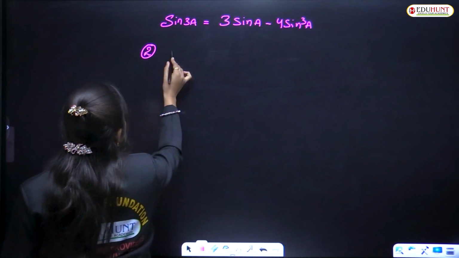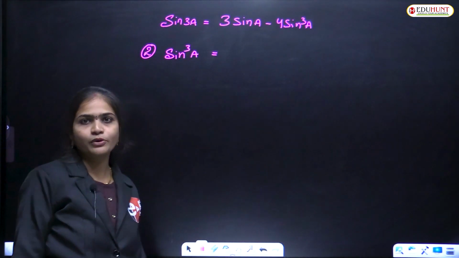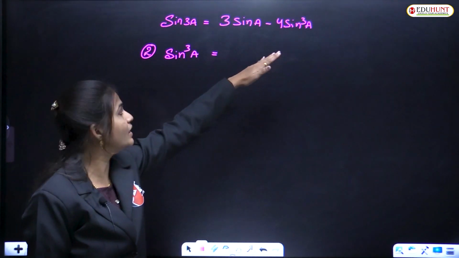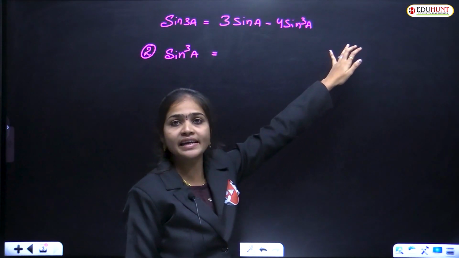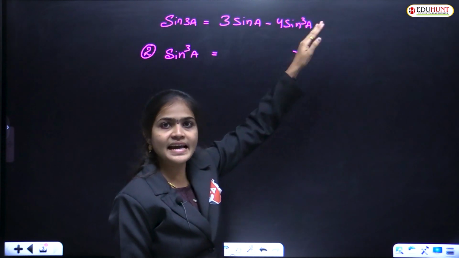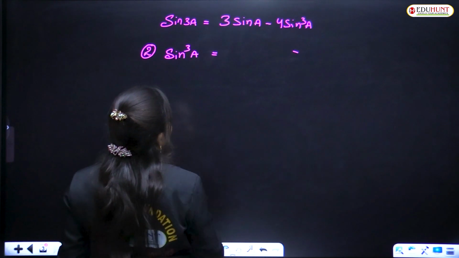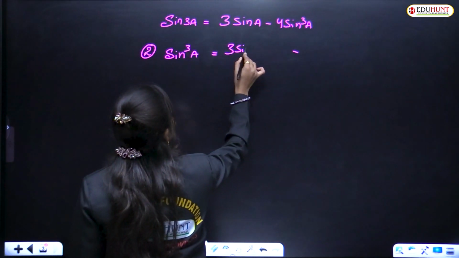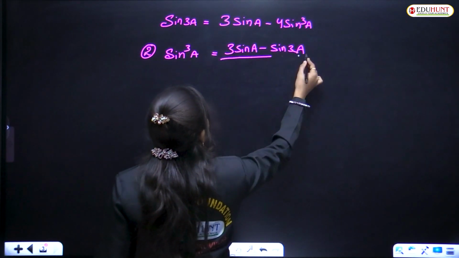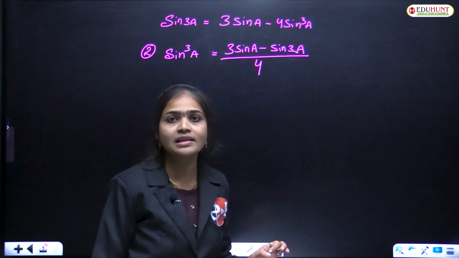Now the other formula required is the sin cube A formula. Why? Because this formula comes from the previous one. Just observe: sin 3A is equal to 3 sin A minus 4 sin cube A. Here we have the term sin cube A. Just transpose the terms, then we will get that formula directly. So what is the formula for sin cube A? 3 sin A minus sin 3A, whole by 4. This is the formula for sin cube A.